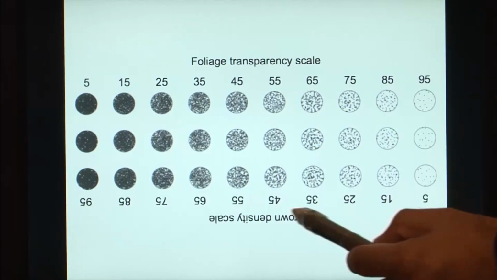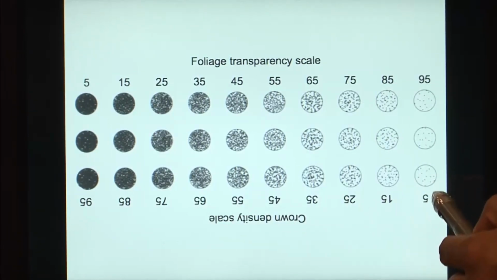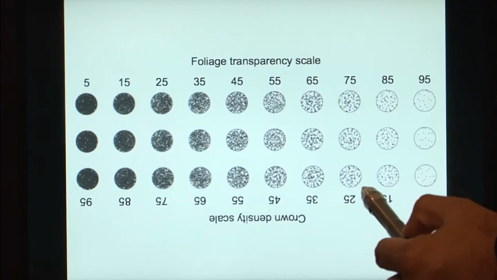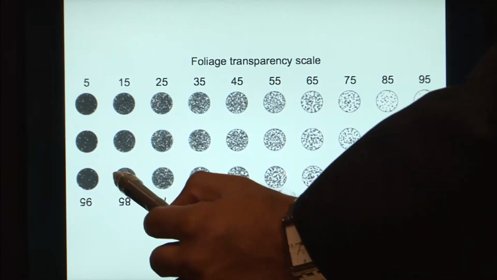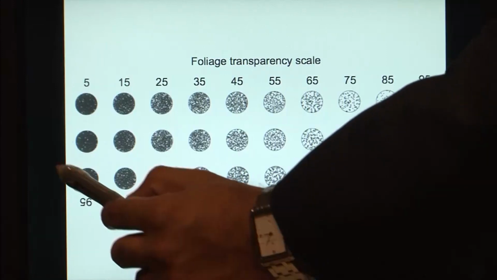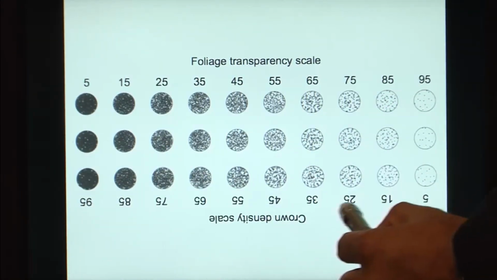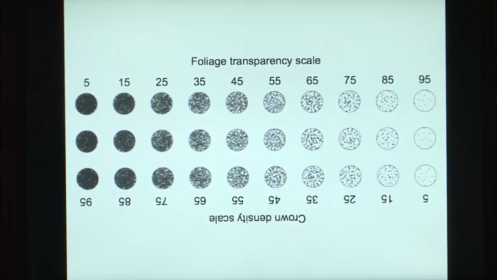If you look at the crown density, a 0% density would permit the whole of the light to go through, so that would be a transparent slot, and as this crown density increases in this direction, 100% crown density would not allow any light to pass through it. So, here we have this scale from 5% to 95%. We are going to hold this against our eyes and compare our tree with this.